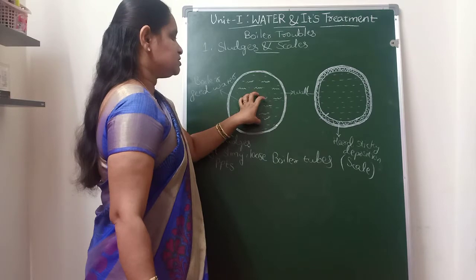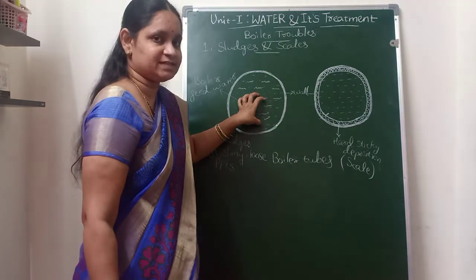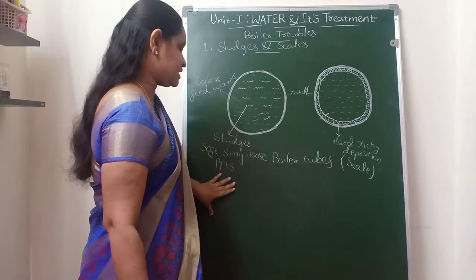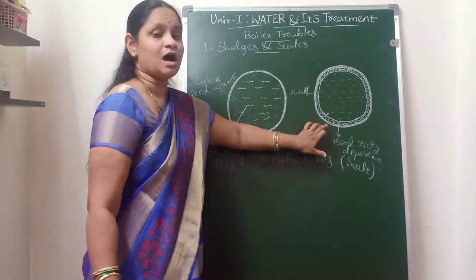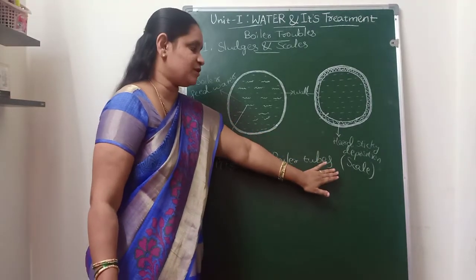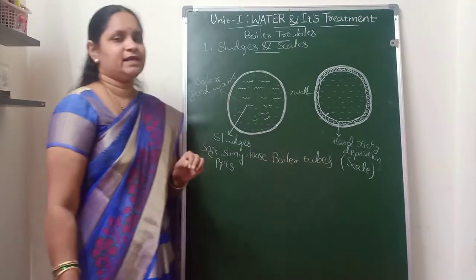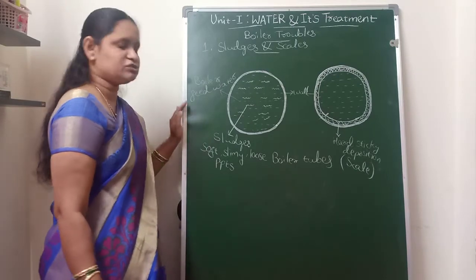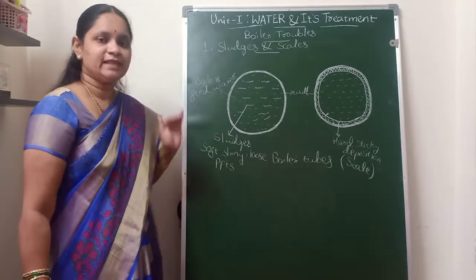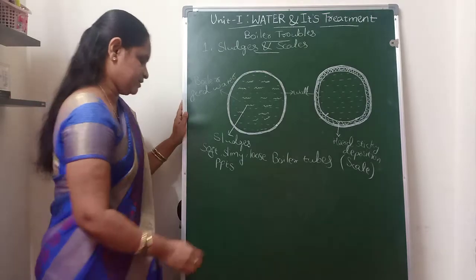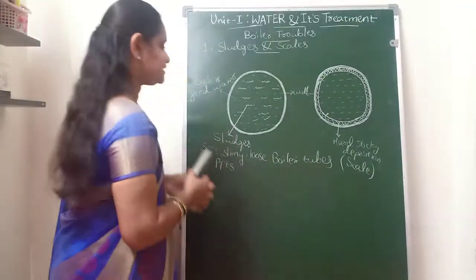So soft, slimy precipitates, if they are formed, are known as the sludges. Whereas if hard and sticky depositions are formed, they are known as the scales. So what is the reason for the formation of sludges and scales? That we will discuss in detail. So first we will discuss about the sludges.